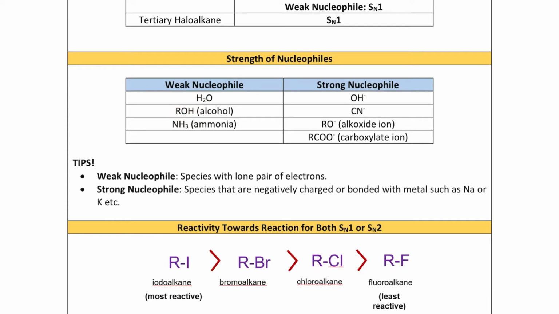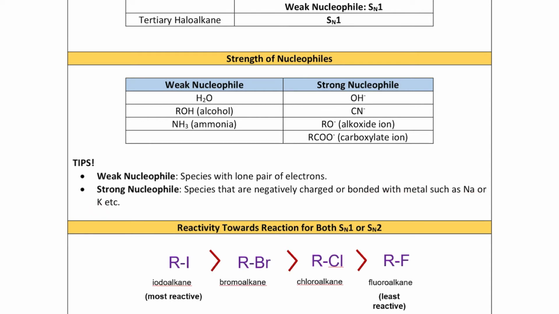Okay, so how to recognize weak nucleophile? Weak nucleophile ni adalah species with lone pair of electron. For example, water ada lone pair dekat O, alcohol pun ada lone pair dekat O, ammonia ada lone pair dekat nitrogen. Okay, but for strong nucleophile, example dia OH minus, CN minus, RO minus, okay, RCO minus. RO minus adalah alkoxide ion, RCO minus adalah carboxylate ion. Okay, so strong nucleophile adalah species that are negatively charged or bonded with metals such as sodium or potassium.